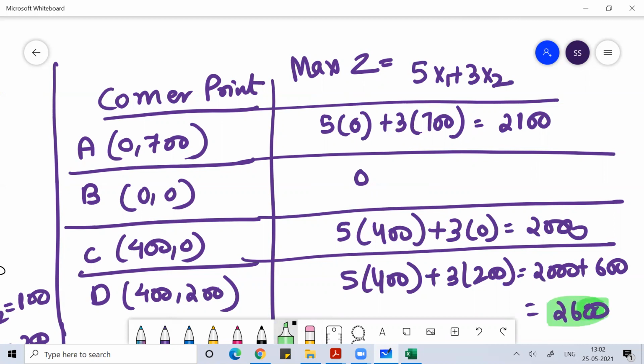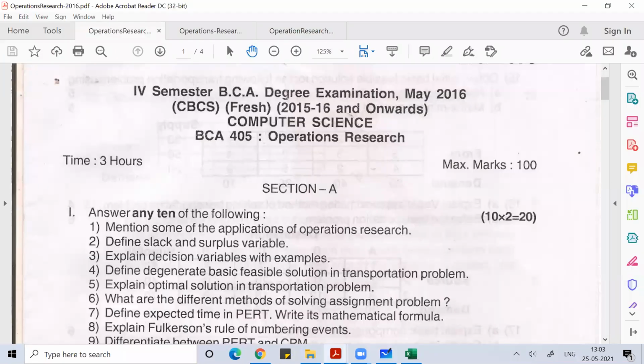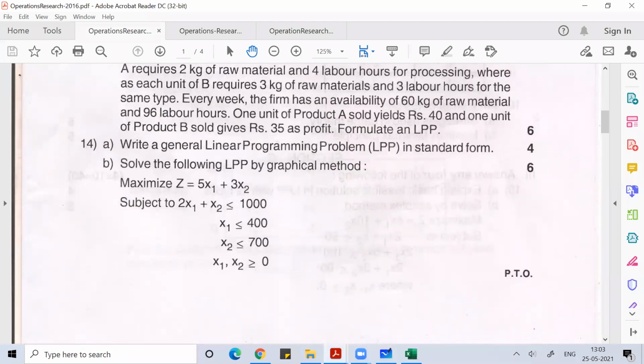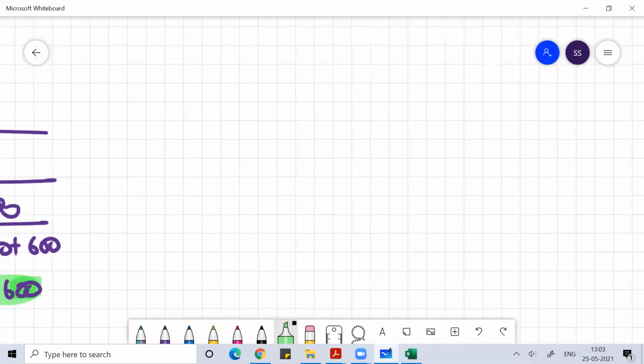That is the maximum value. You have to maximize the value, right? So out of 2100, 2000, 2600, which is the maximum value? This one. It means this point is the point of maximum value. So your x1 will be equal to 400, x2 will be equal to 200, and the maximum value of z will be 2600. So this is your final answer.